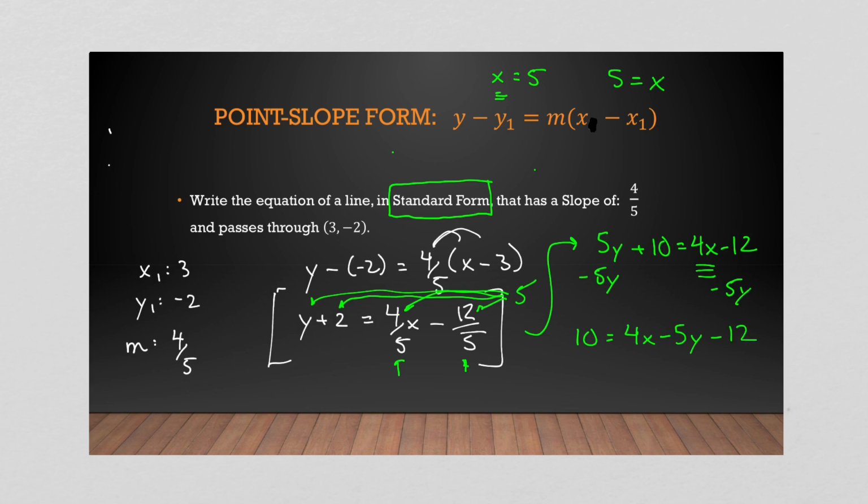So we're almost in standard form. We just don't need this -12 over here. So we're going to add 12, and we're going to add 12. And what do we get? We get 22 equals 4x minus 5y.